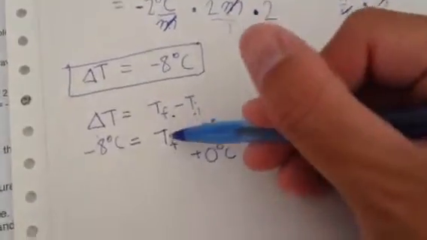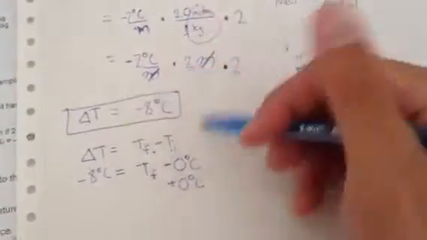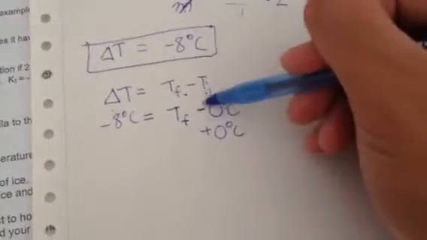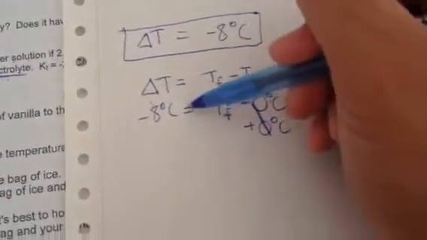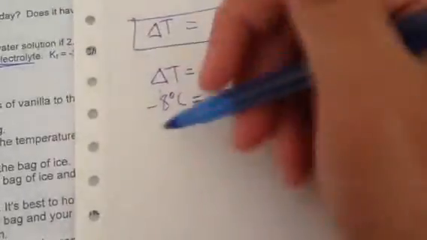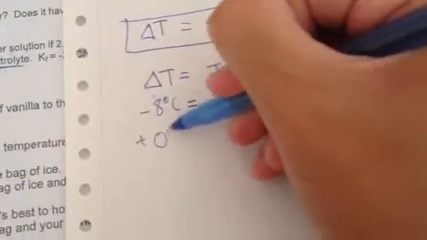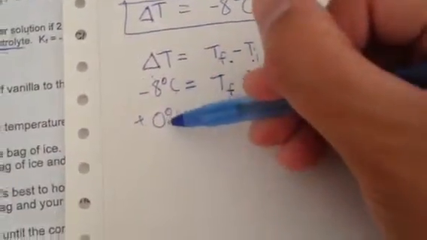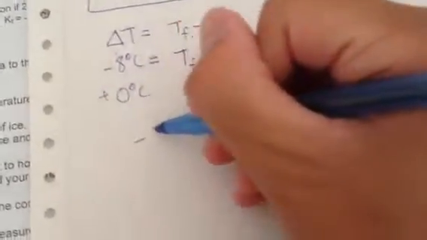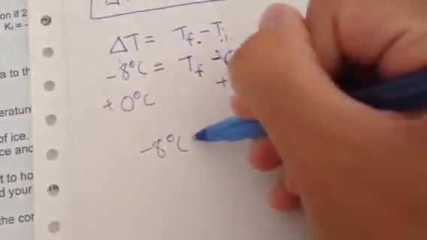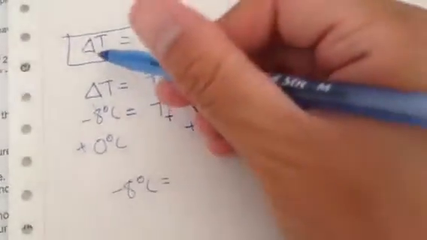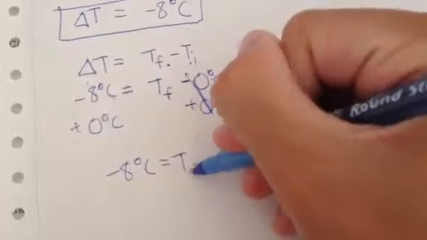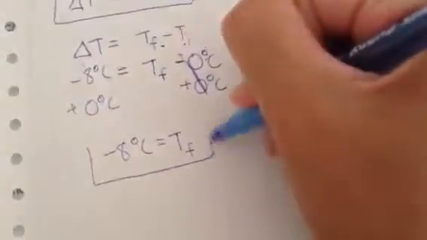Okay, so anyway, to get just T of F by itself, I'm going to add 0 to both sides, because I want to get rid of 0 on this side, and whatever I do to this side of the equation, I have to do to the other side. I still have to respect the rules of math, okay? So negative 8 plus 0 degrees is, guess what? It's just going to be negative 8 degrees Celsius, but instead of just having your change in T, I'm actually calculating my new temperature, which is the T of F.